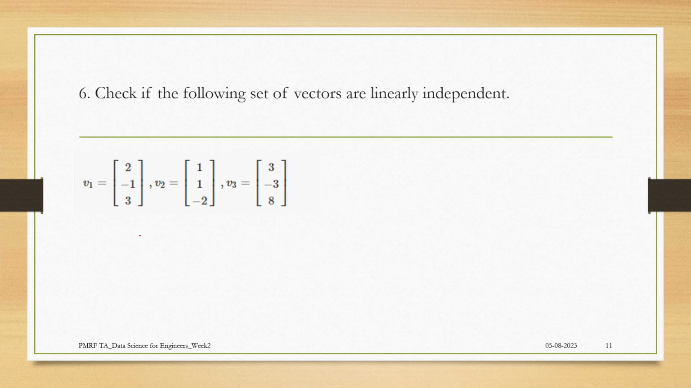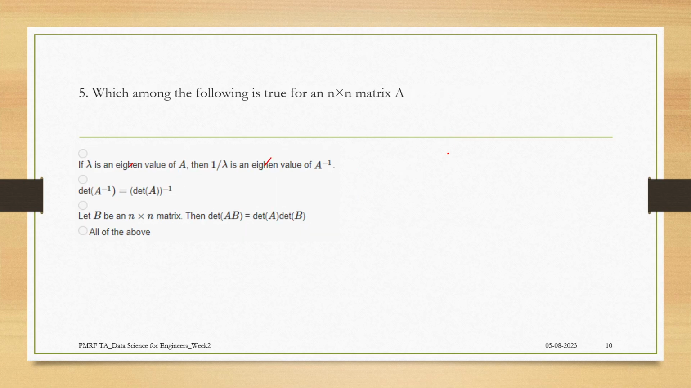Then check if the following set of vectors are linearly dependent. Can you tell me how you can solve this one? So it's given like -2, minus 1, 3, another vector is 1, 1, minus 2, and 3, minus 3, 8. Can you please explain the last one, how it is true?